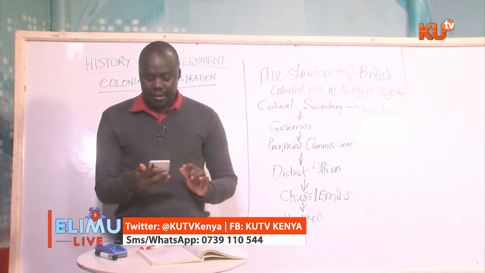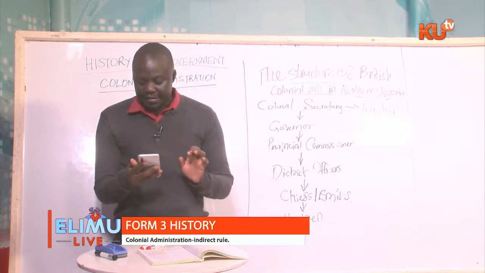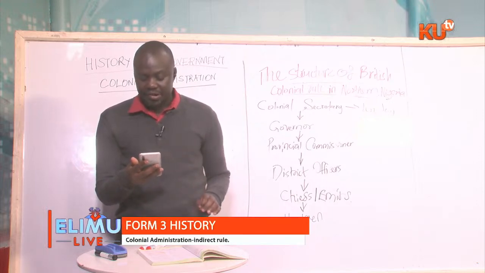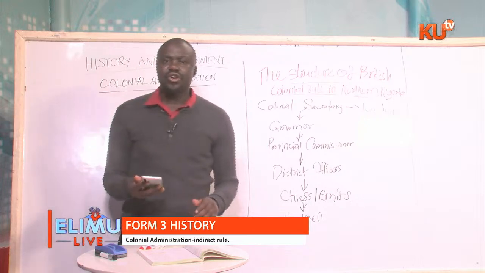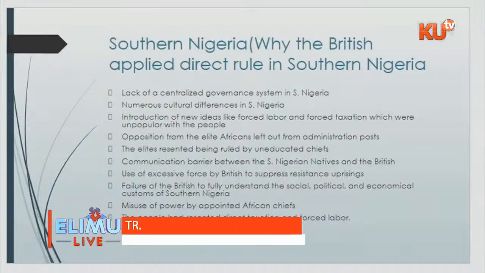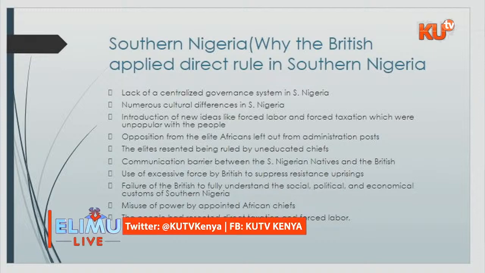This is what brings us to the next point: opposition from the elite Africans who were left out from administration posts. Nigeria is a land of elites, including the famous first African novelist, Chinua Achebe. These were people who embraced learning and education very fast. Now, when the Africans had been educated, those who became elite were left out from administrative posts. Why? Because they could reason against the British policies.